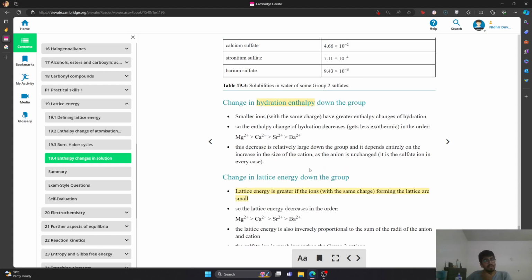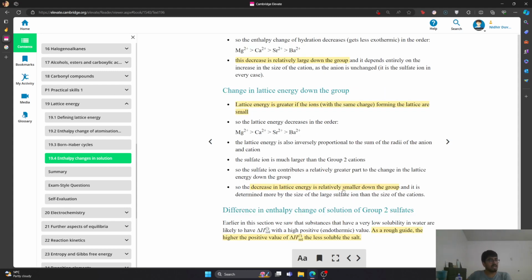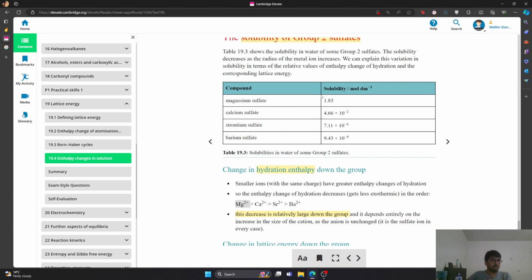So there are two competing factors, hydration enthalpy and lattice energy. The decrease is relatively large down the group for hydration enthalpy, but the decrease in lattice energy is relatively smaller because of the large sulfate ion. So this is relatively less changing, but this is changing a lot, which means this will be the most soluble, which is what we see. Again, go through the book here. This is the combination of all the things that we saw in the chapter, but it's very important to understand what is happening here because this will definitely come 100% in your papers.